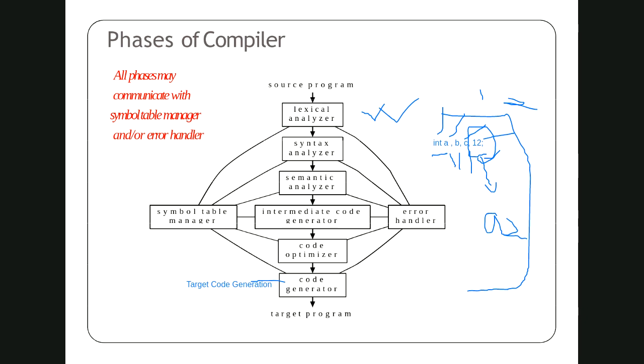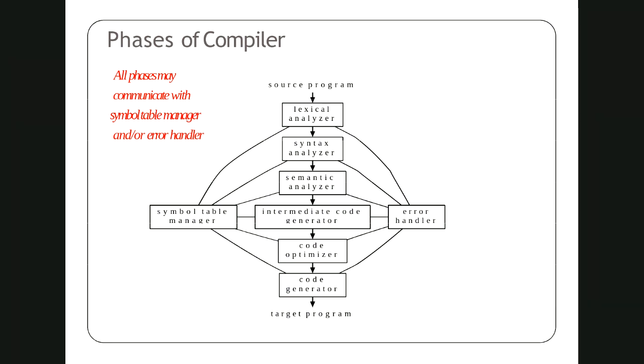What is a token? Like int, a, comma, b, comma, c. These, a individually, b alone, c alone, int, are your tokens, the smallest words to be recognized. The lexical analyzer checks the validity of each token. That is the broad task of the lexical analyzer, right? I hope lexical analysis is clear to all of you. All of you clear?